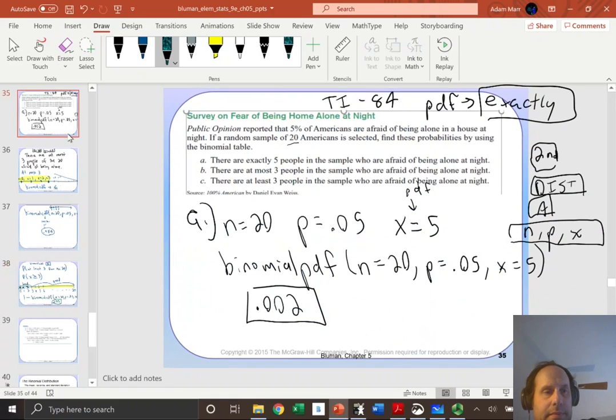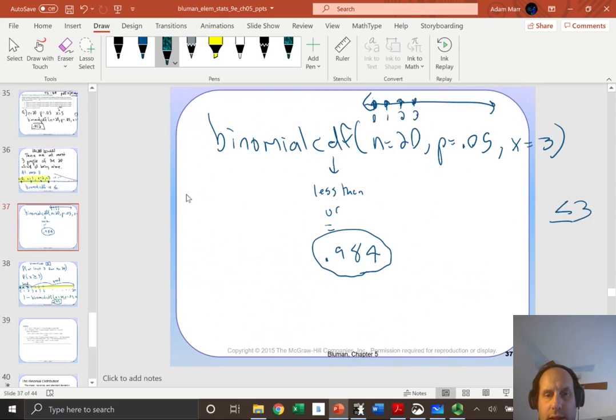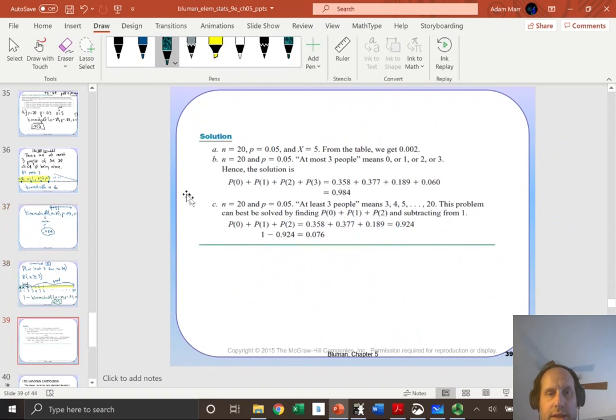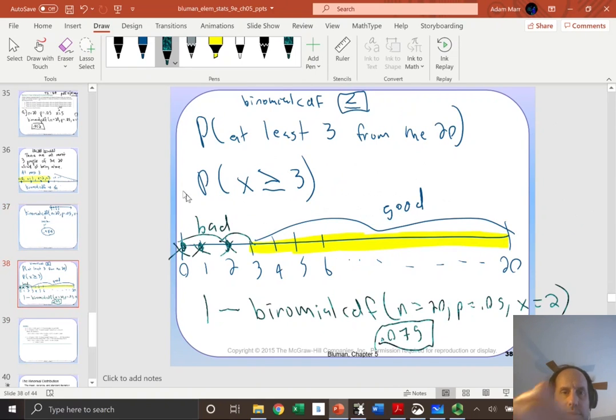So the first one, A, exactly 5, was very small, 0.002. The second one, at most 3 people, was very large, right? That was 0.984. And the third one, part C, was a small probability, also about 0.05. That was at least 3 from the sample of 20.